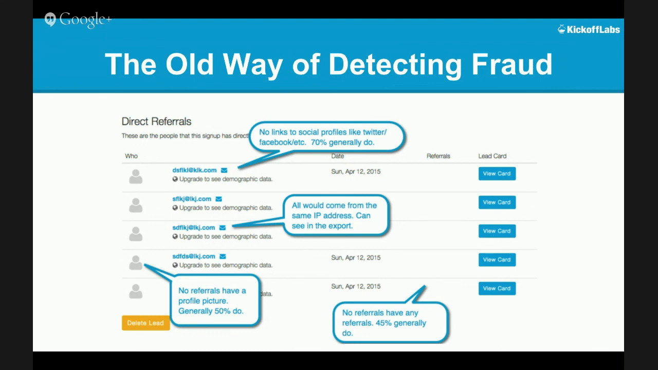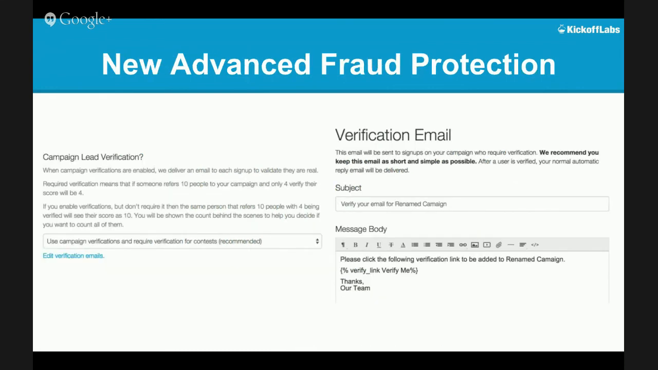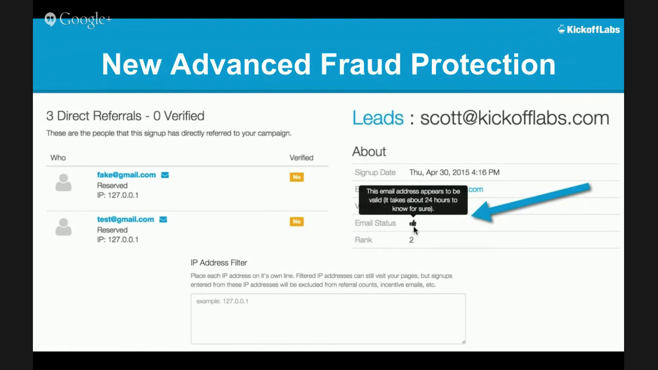If there are no social links on any of the profiles, that's a sign too. Generally 70% of our signups have at least one social link associated with their profile. So if you don't see that, it's an indication there could potentially be fraud. And again, with the advanced fraud protection, actually forcing people to verify and forcing the referrals to verify will ensure that you've got verified email addresses.